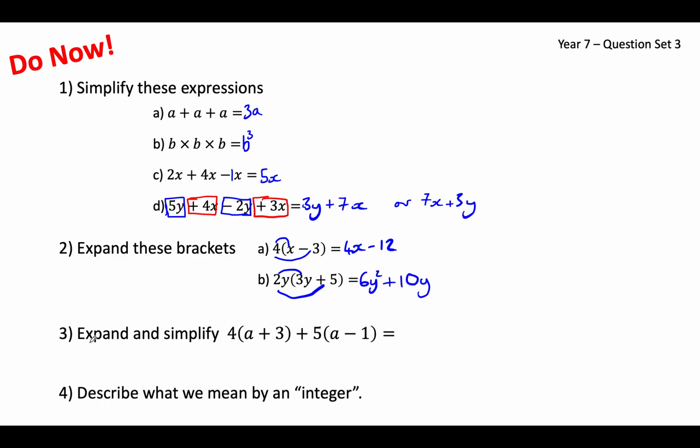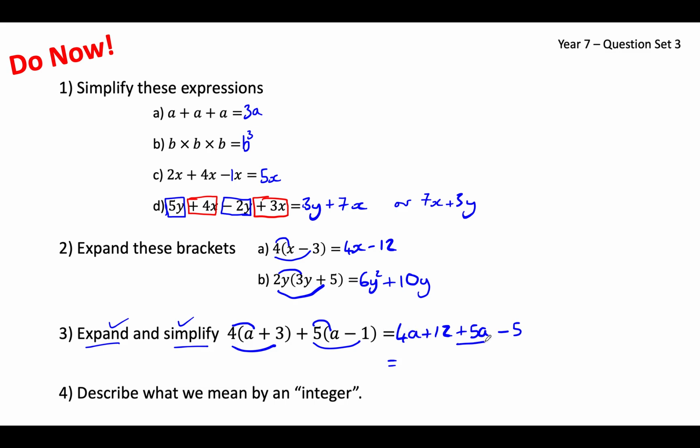Expand and simplify. 2 things to do here. We expand both brackets first, so we get 4 times a to get 4a, and then 4 times 3 to get 12. Then I'm going to do the second bracket. 5 times a is 5a, and that's an ordinary positive 5a. And then 5 times minus 1 will be minus 5, or negative 5, so put that there. That's the expand bit.